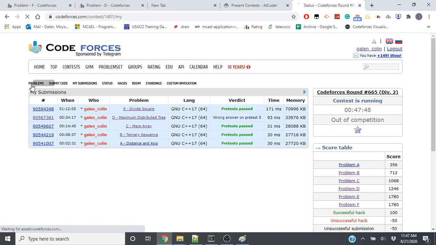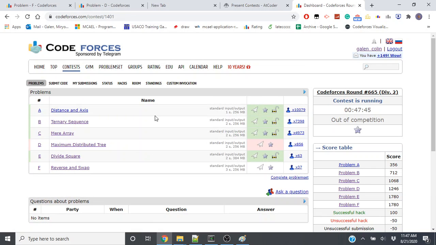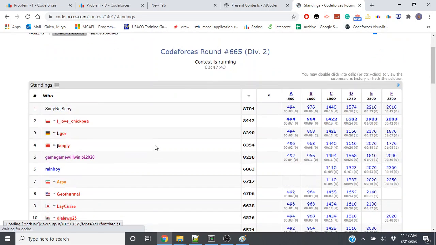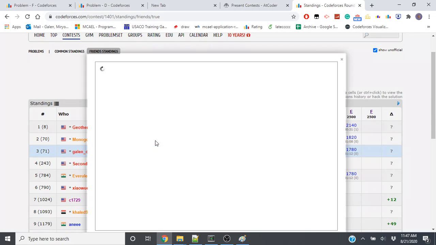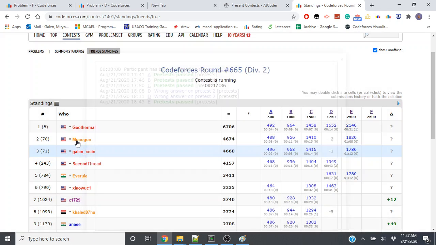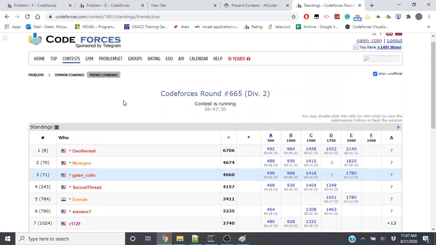Okay. Where are we right now? We have not a great score for E. We're actually not doing terribly. Monogon is also struggling with D, which is fun. So now let's get back to D, and then, how many people solved F?